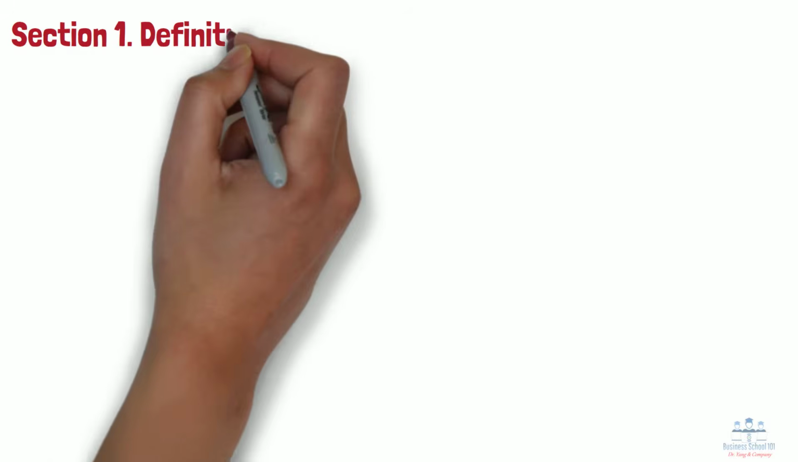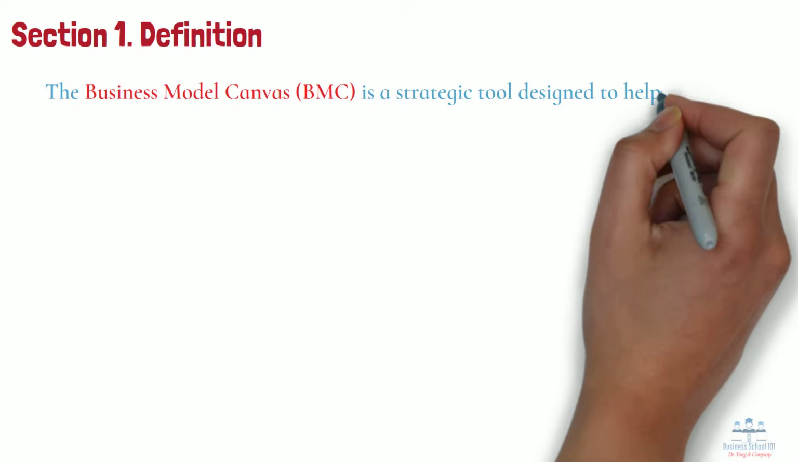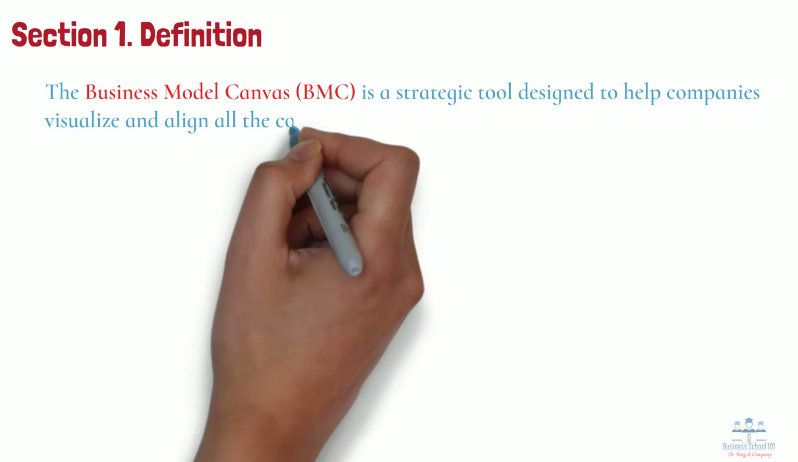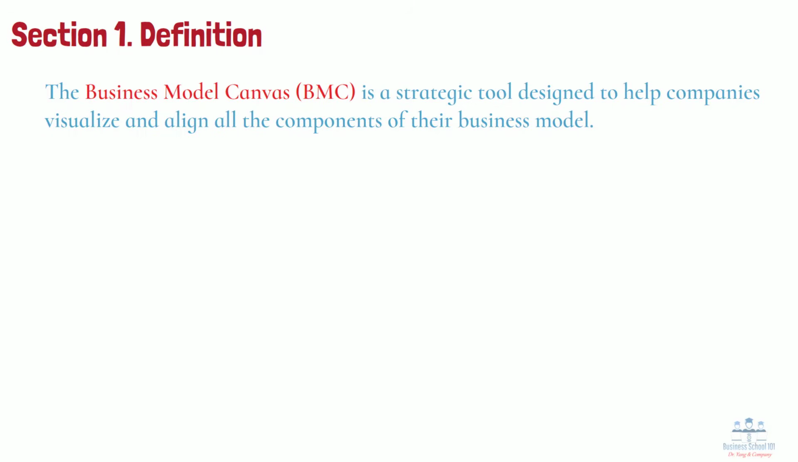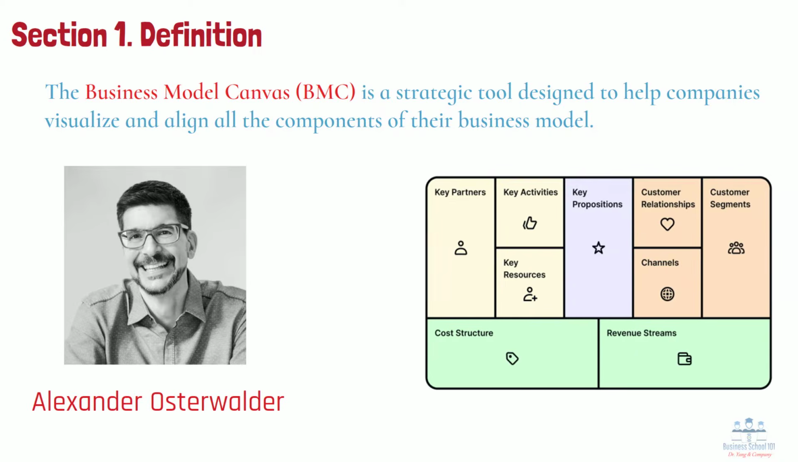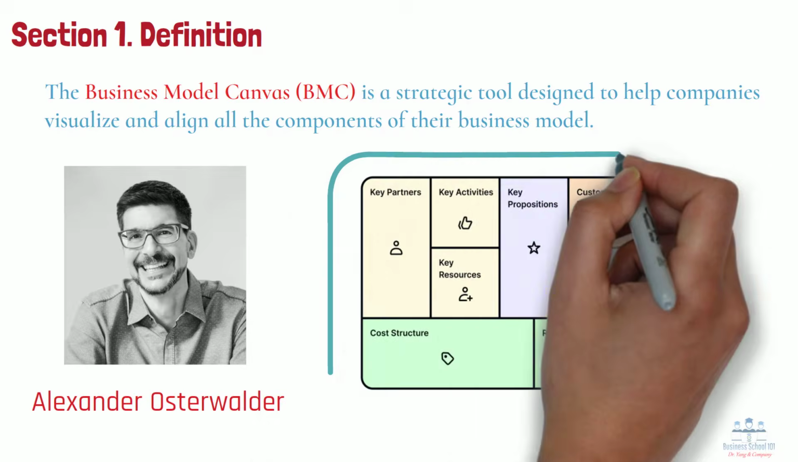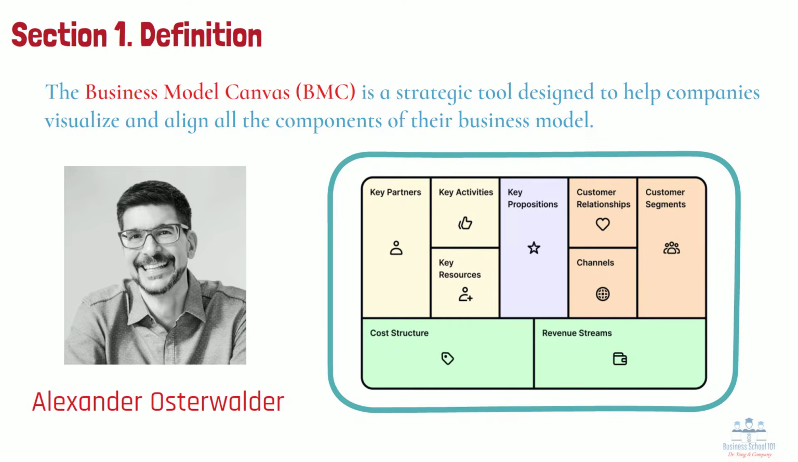Section 1, Definition. The Business Model Canvas, BMC, is a strategic tool designed to help companies visualize and align all the components of their business model. Created by Swiss business theorist Alexander Osterwalder, the BMC breaks down a business model into 9 key building blocks that cover the core aspects of how a business creates, delivers, and captures value. By laying out all the elements of a business on a single page, companies can get a clear picture of how each part interacts, ensuring a cohesive strategy.